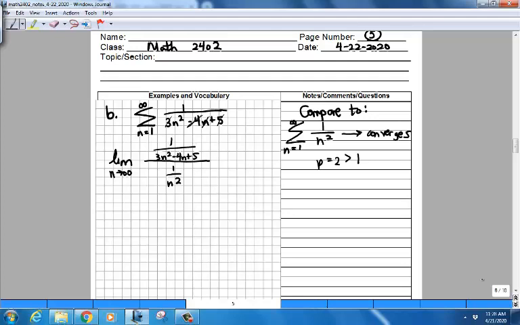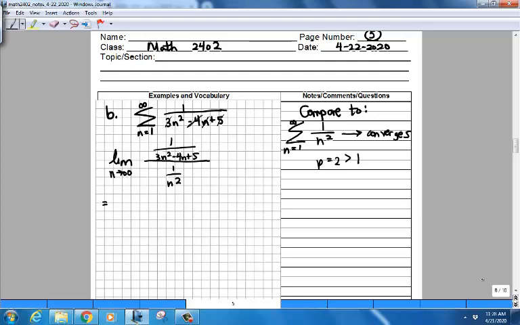Because this denominator is dominated by n squared. That's going to be by far the largest value in this denominator when n gets really large. So notice you're left here with just 1 over n squared. That's why I chose this as the comparison series. Now, this converges, right? So I'm going to take this limit as n goes to infinity of the ratio of the terms of these two series, and hopefully that limit will exist.